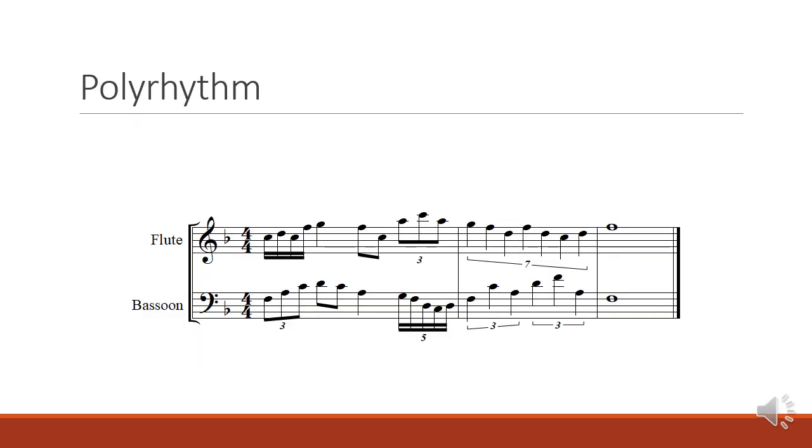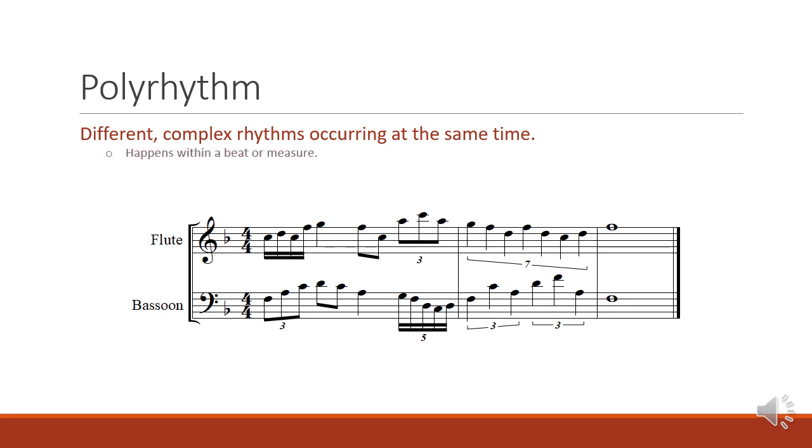A polyrhythm is when 2 different complex rhythms occur at the same time. And a polyrhythm usually happens within a beat or measure, and it does not disrupt the overall time signature. In other words, beats and bar lines will tend to stay consistent. When I say complex rhythms, I mean that the rhythms don't agree with each other and they don't line up neatly.